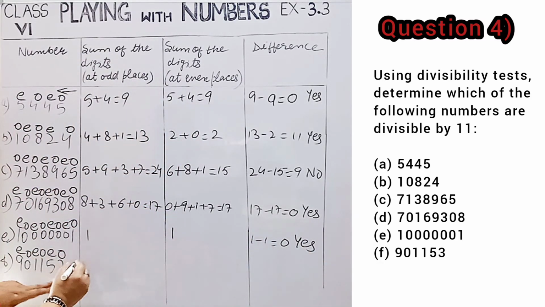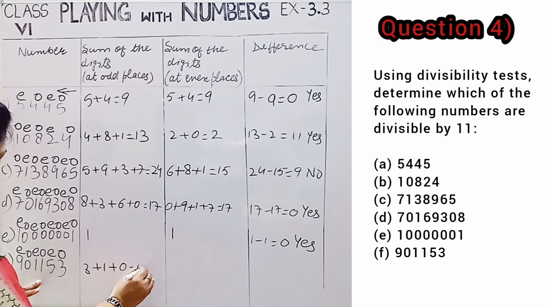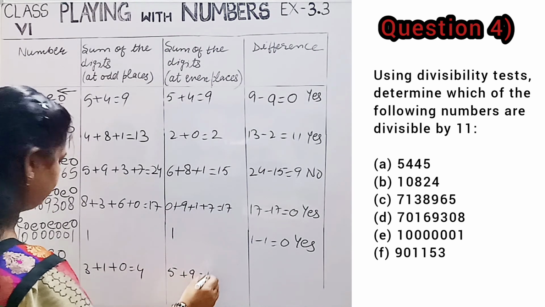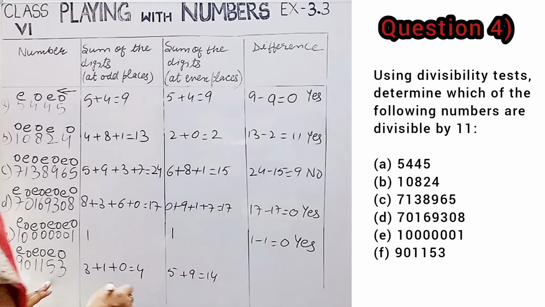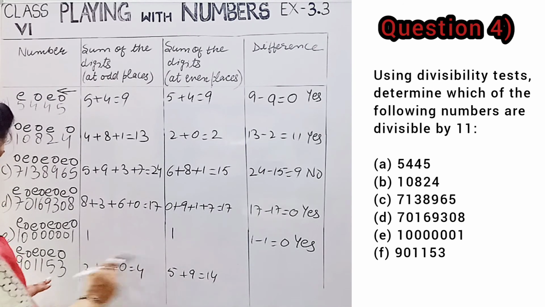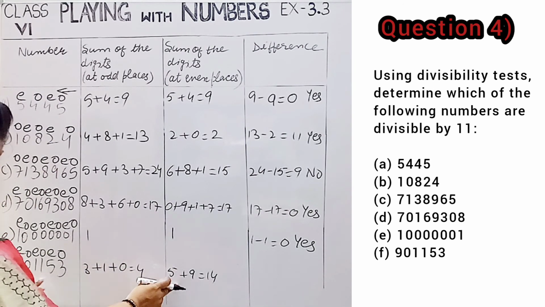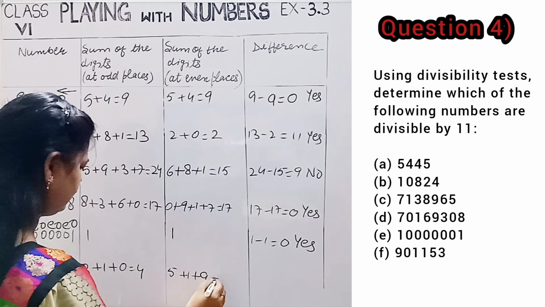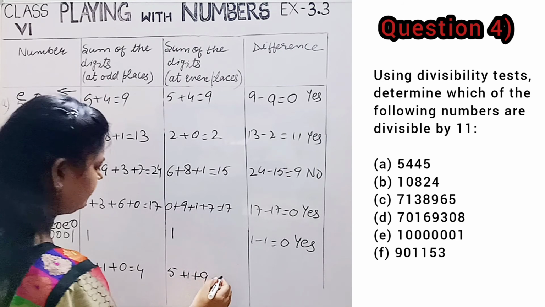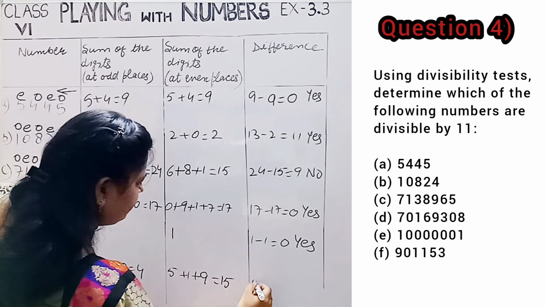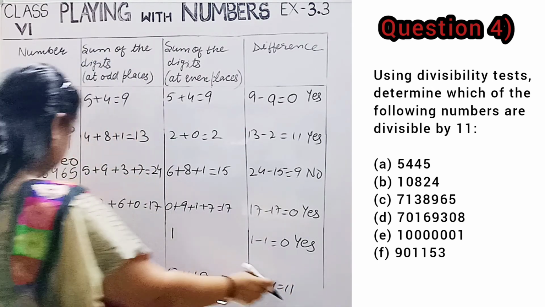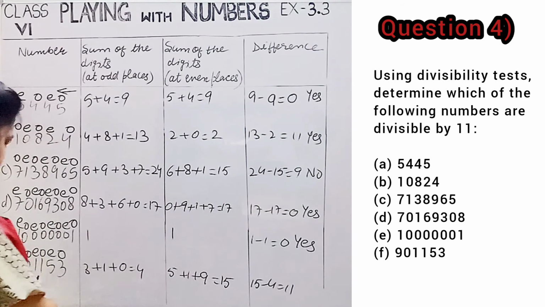Now last one is 3 plus 1 plus 0 which is 4 and even places 5 plus 9 which is 14. Again we are checking even place 5 plus 1, we missed 1. 1 plus 9 equal to 9, 1, 10 and 5, 15. Difference is 15 minus 4 which is 11. So this is a multiple of 11. It means yes, this number is divisible by 11.